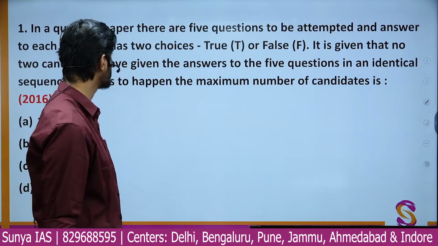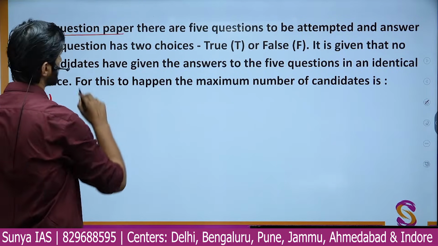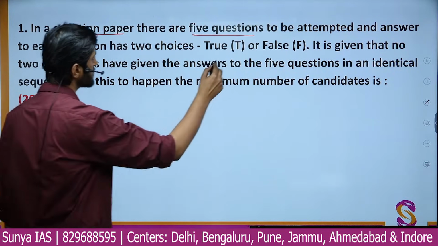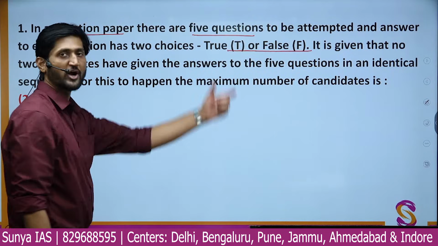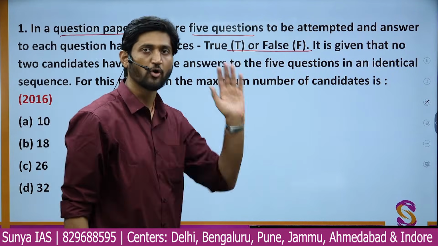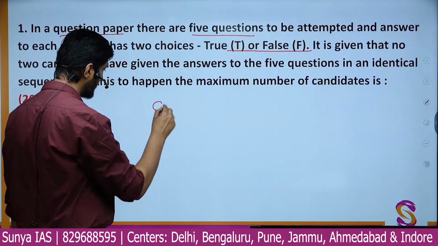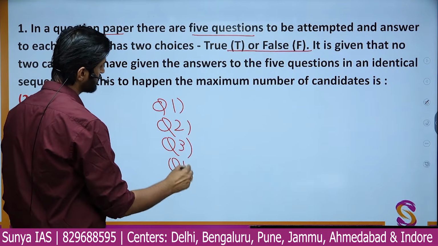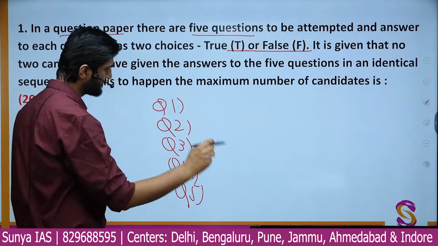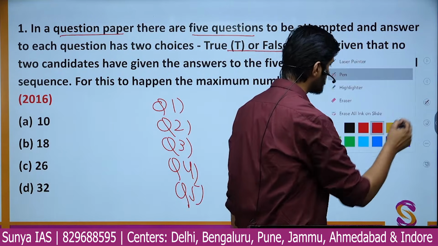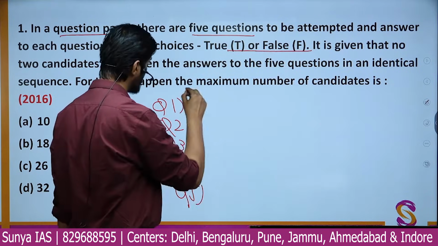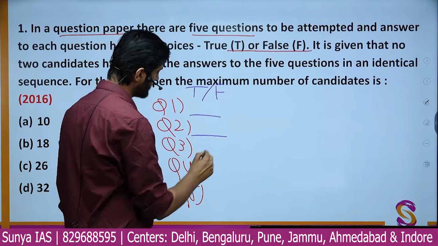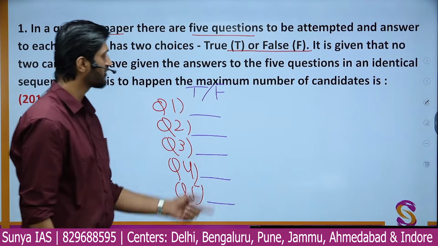Okay, so here we have the question. In a question paper, there are 5 questions to be attempted and answer to each question has 2 choices, that is true or false. So there are overall 5 questions and you have the choice of true or false in each of them. So let us write it down. We have question 1, question 2, 3, 4 and 5, right? And for each of the questions we have only 2 choices. The choices are true or false, right? So for the first question, second, third, fourth and fifth, for all the questions we will have only 2 choices.